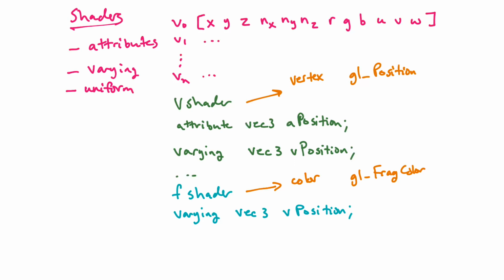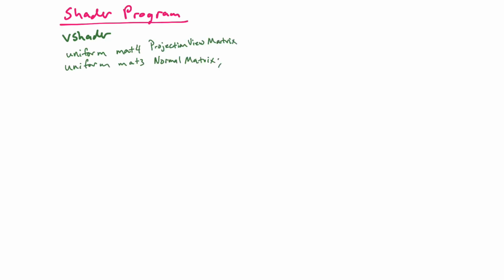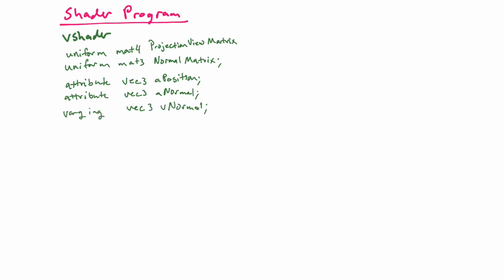So you have these three different kinds. A simple shader program might look like this example. Let's take a look at a quick example of a shader program. The first one we're going to do is a vertex shader. We have some uniforms, like a projection view matrix and a normal matrix. Then we have our attributes, like our vertex position and our vertex normal. And then we have an output. We're going to send the normal out because we want to draw that as a color to the screen.